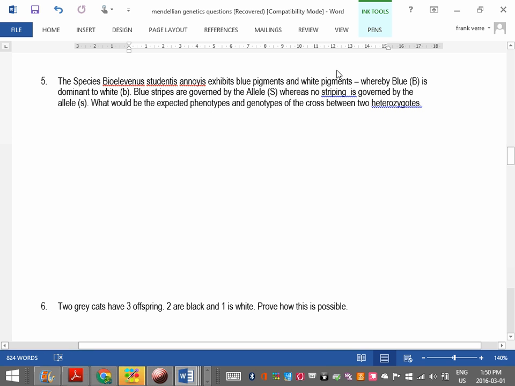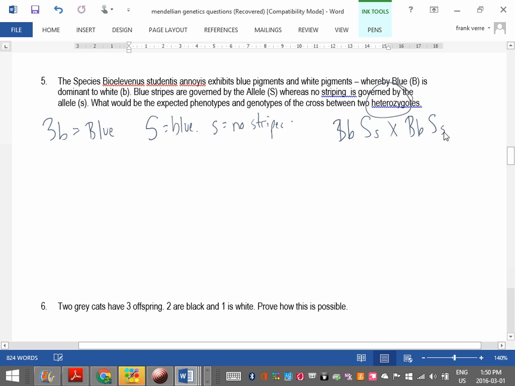All right. So it says blue is dominant to white. So what would this be? Blue. Okay. Blue stripes by the big S, and little s, no stripes. Okay. Now, let's see if we can figure out this pattern. We're going to have a cross between two heterozygotes, which is going to be what? Big B, big S, little s cross big B, little b, big S, little s.